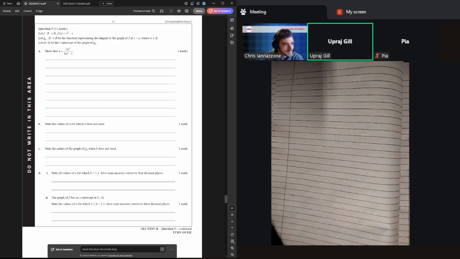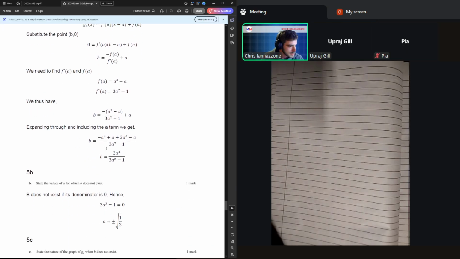Is this plus minus root 3 on 3? Possibly. So plus minus root 1 on 3, 1 on root 3. Yep, yeah, that's going to be it. How'd you go about that? Well, if you take the derivative at the turning points, that's where there's going to be no x-intercept. So you just make the derivative equal to 0.